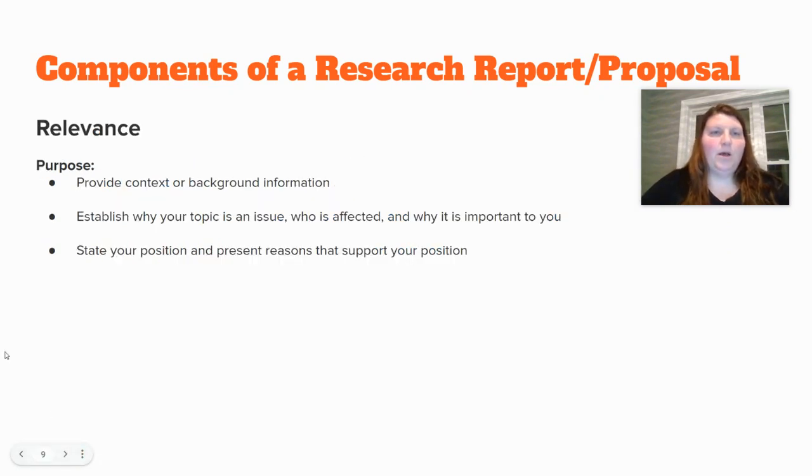The next part of your research report or proposal is the relevance. So, why is this relevant to you and relevant to your audience? The purpose of this part is to provide context or background information. So, this is where you'll share some of your researched information to kind of establish what's going on in the world with your problem. You are establishing why your topic is an issue, who is affected, and why it is important to you. And you're stating your position and presenting reasons that support your position.